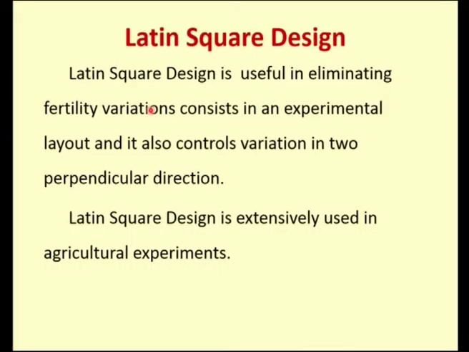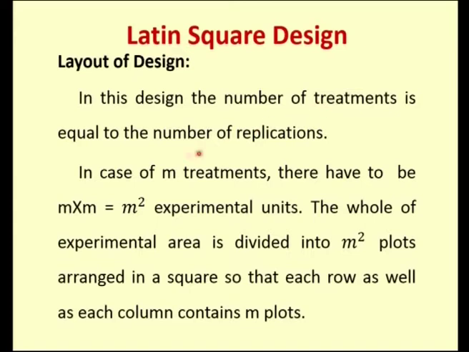The next design we are going to see is the Latin square design, and this design is useful in eliminating fertility variation. It consists of an experimental layout, and it also controls variation in two perpendicular directions. So, this is particularly useful in agricultural experiments. And here we have the layout of the design. In this design, the number of treatments is equal to the number of replications.